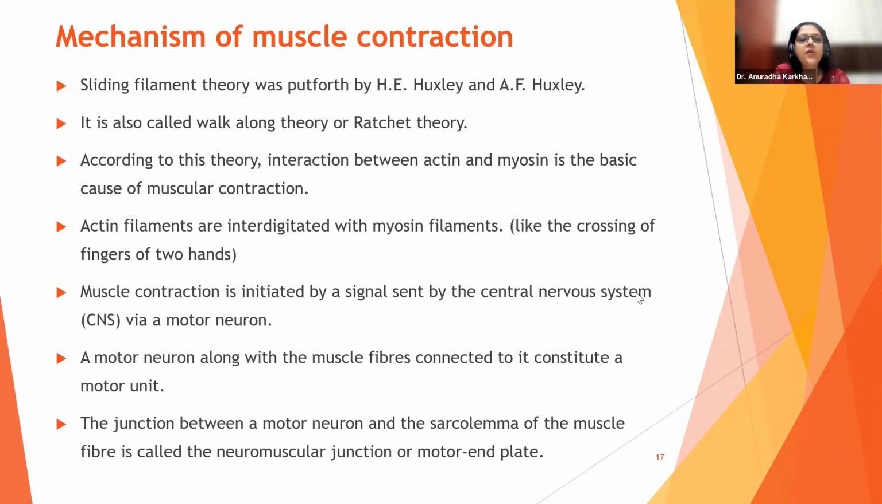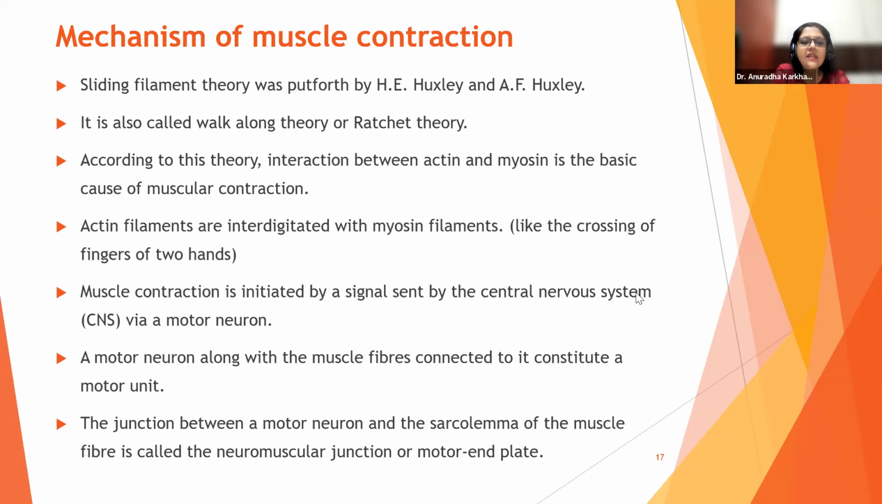Okay? So see, actin filaments are interdigitated with myosin filaments, like the crossing of fingers of two hands. So you know how we do it this way, right? In the same way, actin and myosin will cross each other. They are going to be crossing each other in this particular fashion.